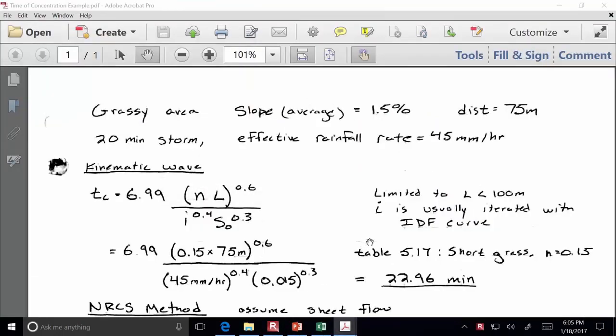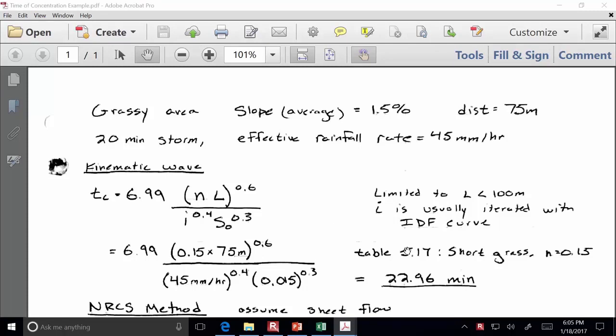All right, so for kinematic wave, has anybody already finished the calculations and got around 23 minutes for that? Okay. So we can think of the kinematic wave as being maybe the best one that we've got under these circumstances, because the distance is within the 100-meter limit for kinematic wave, and the kinematic wave is the one that has the best expression of rainfall intensity built into the equation.